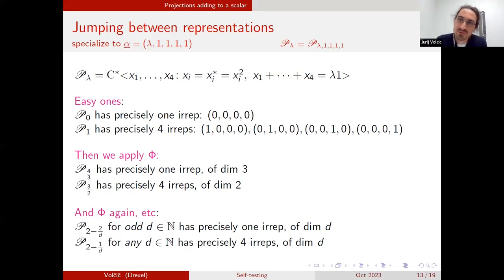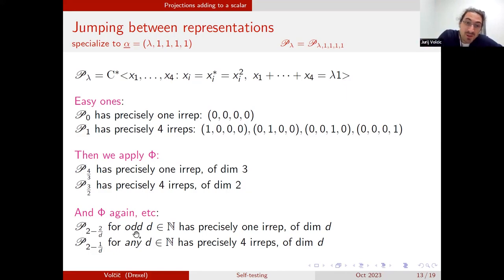Why did I mention these two families? Because I get them from these two basic cases, 0 and 1. Now, this one that gives you all the odd Ds, this is what Mančinska and colleagues used for their self-test of maximal entangled state of odd dimension. You see the appeal here. The appeal is that you know that you have only one building block, and this having some uniqueness is really what plays well with self-testing, right?